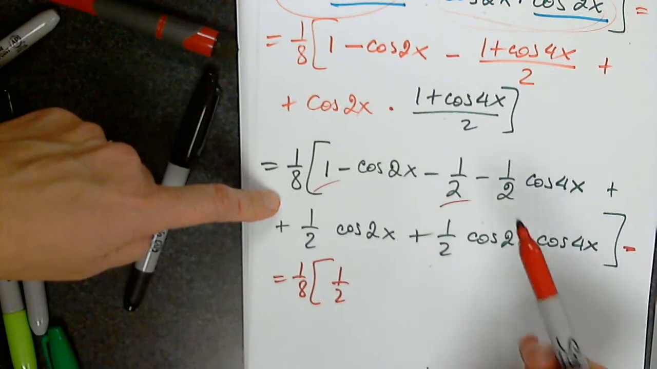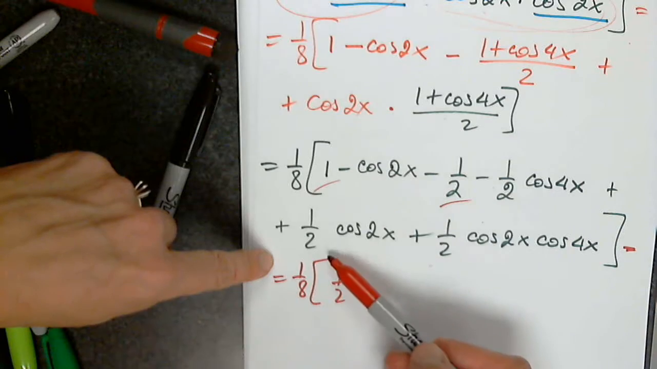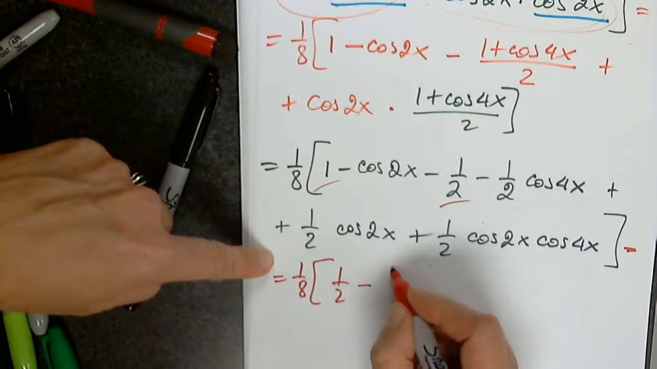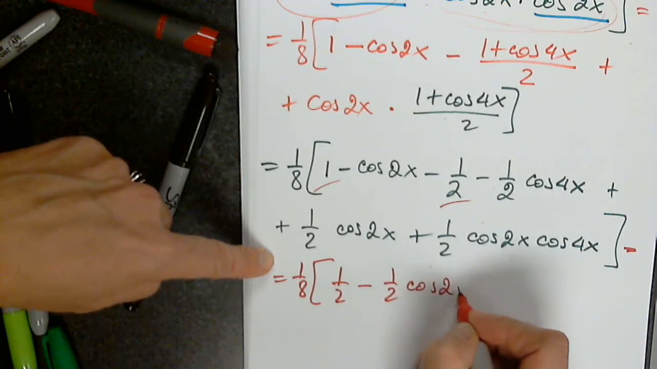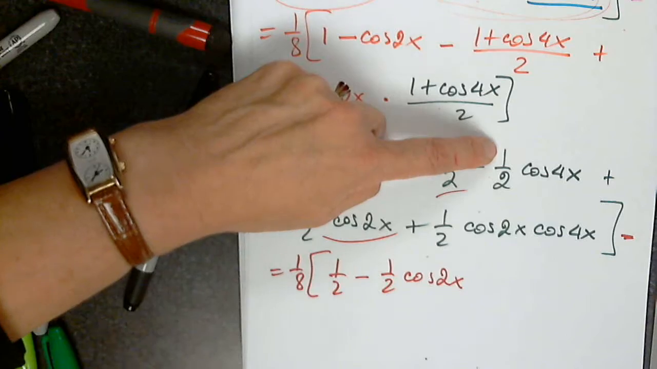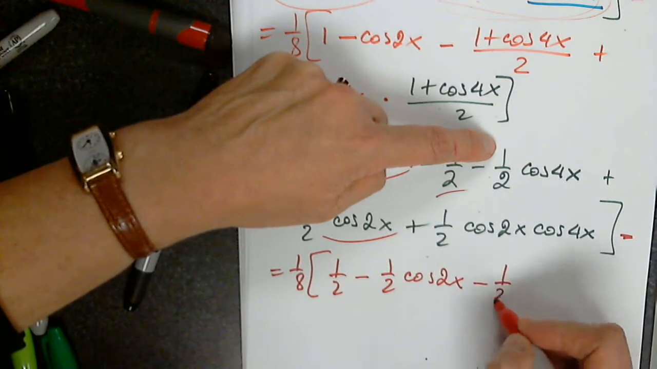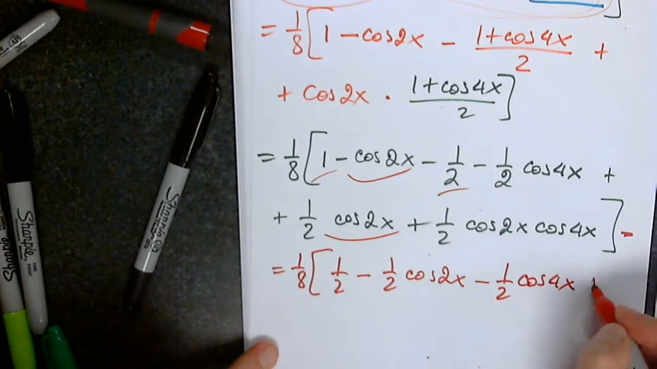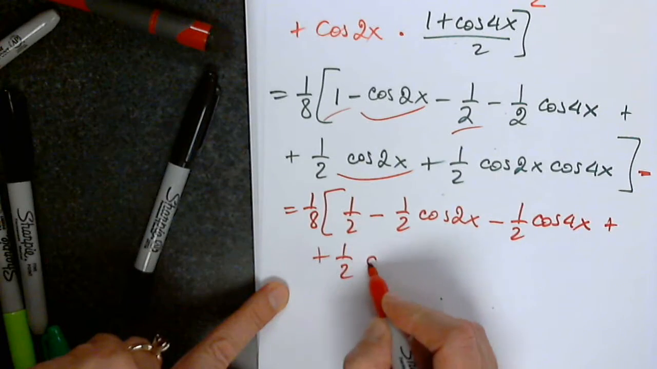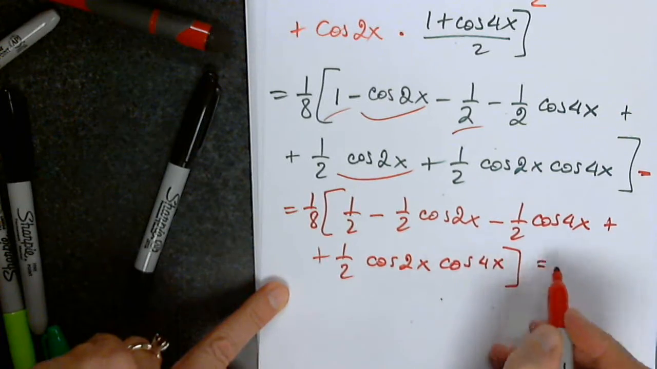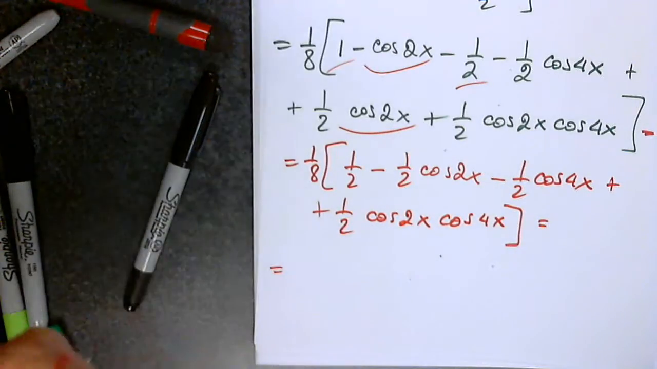Okay, so these two are done. Now this with this, -1 plus 1/2 cosine twice x is minus 1/2 cosine twice x. And these are done. There is nothing I can do to this. I just copy a -1/2 cosine 4x. And I copy the last one because I can't do anything to it. Cosine twice x and cosine 4x. The final step is to distribute 1/8.